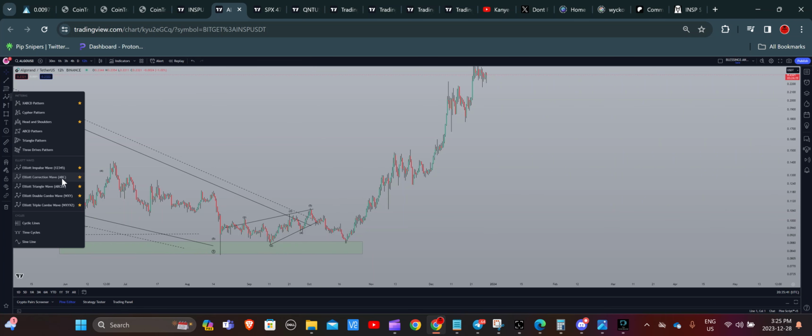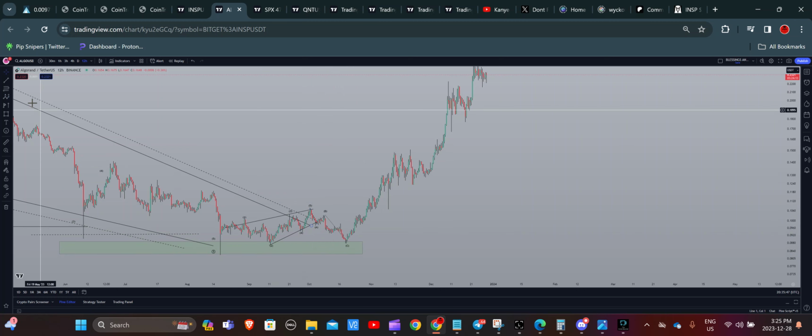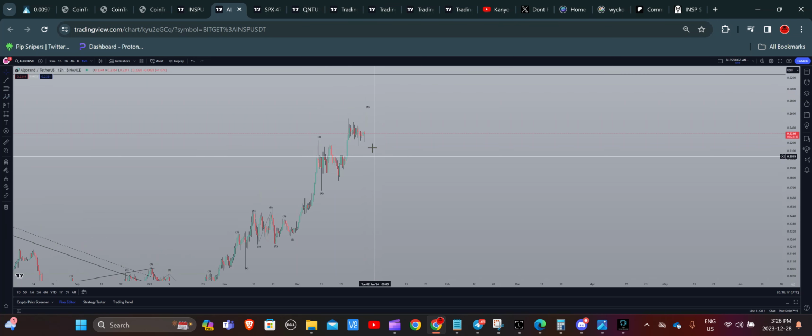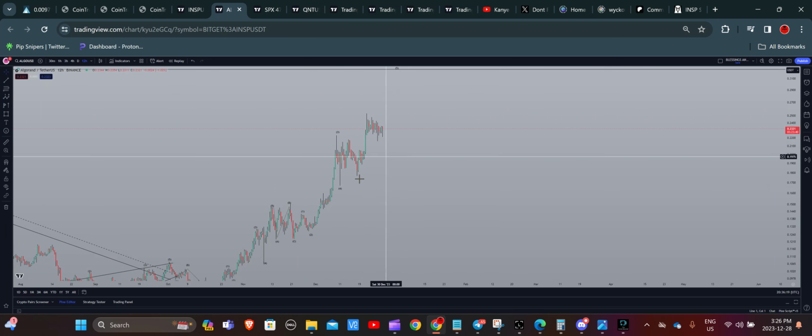Then you have an ABC correction. Another 5-wave move up. An ABC correction, you have a double bottom and then another 5 waves up. Okay, so your wave 1, 2, 3, and then we have a 5th wave to the upside here.